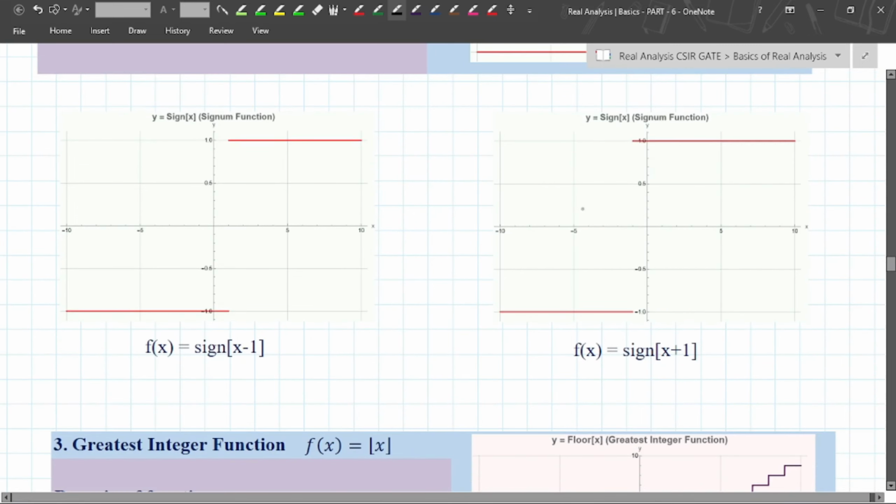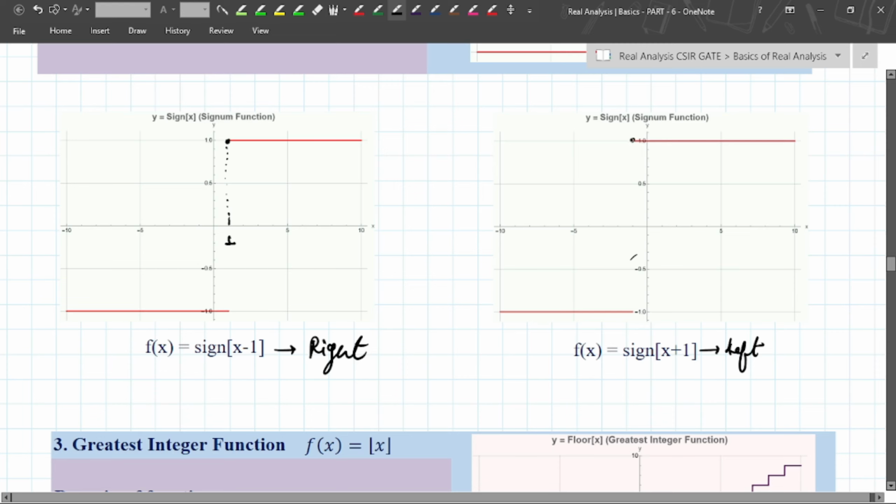Next we have shifting of the signum function. If I take signum of x minus 1, then you can see it is shifting to the right side, and this one is shifting to the left side.